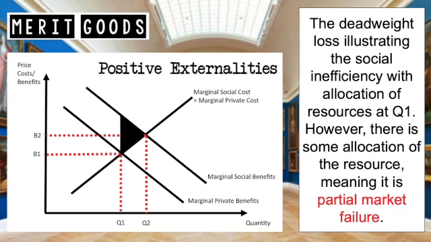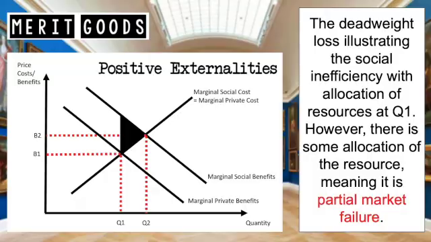Now, the private sector would clearly allocate the resource to the point where marginal private benefits equal marginal private costs, which is at Q1. Now, the problem with that is it's socially inefficient because actually society wants it allocated at Q2 because of the benefits it has for the third party. So that means that there is some allocation of this resource, but it's not socially efficient, meaning that there's partial market failure.